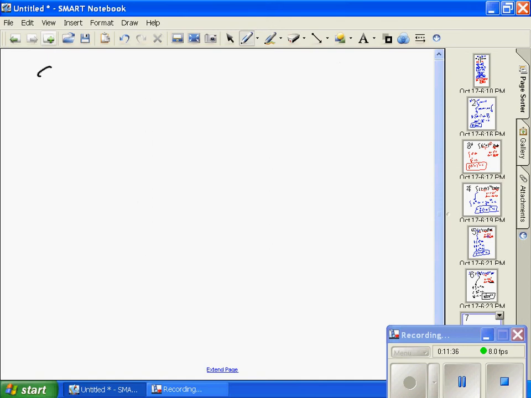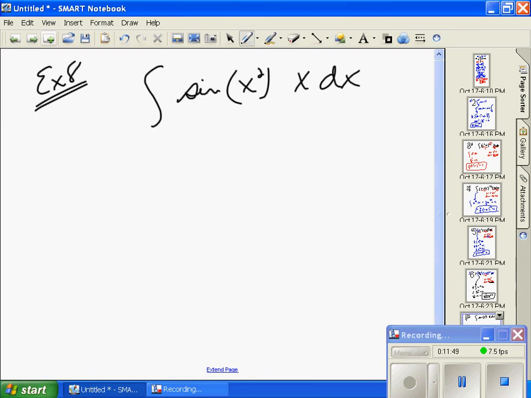Example 8. I have the integral of x times, oh, let's rewrite this as the sine of x squared, and I'm going to move the x dx down there together. Again, on this one, I'm just going to pick this u right here to be x squared, so the derivative of that would be 2x dx, or my du would be equal to 2x dx.